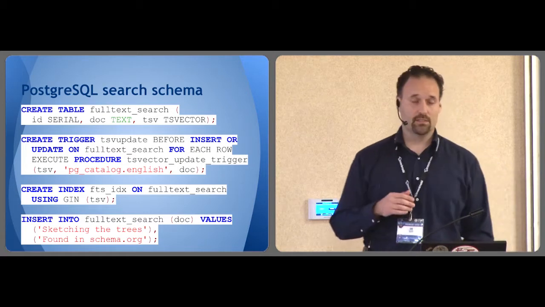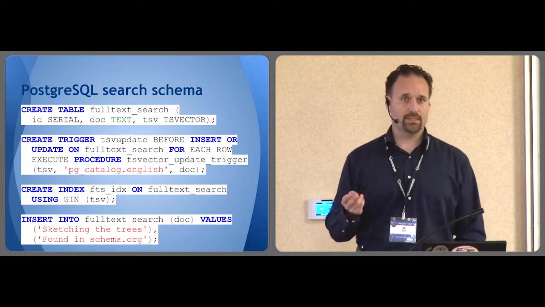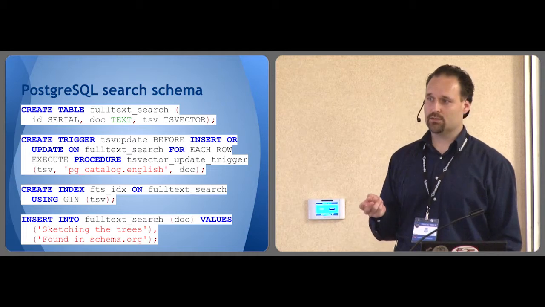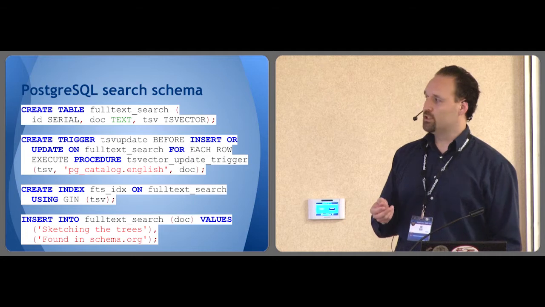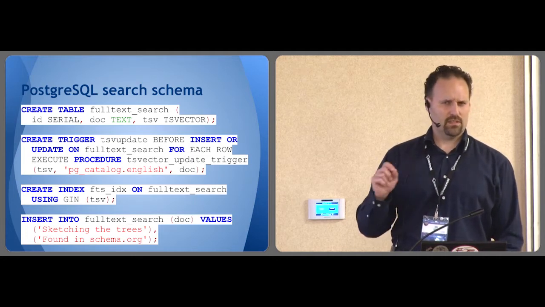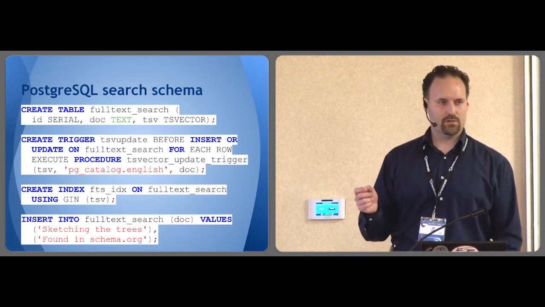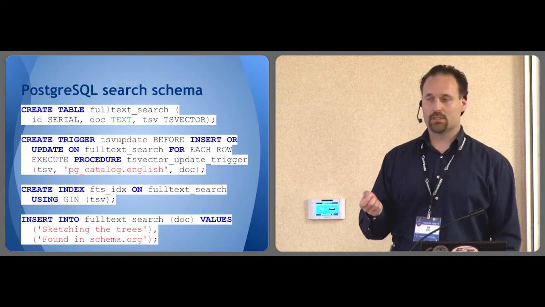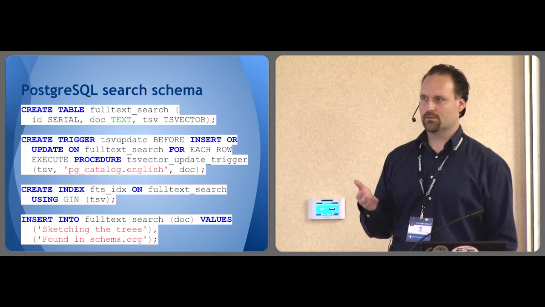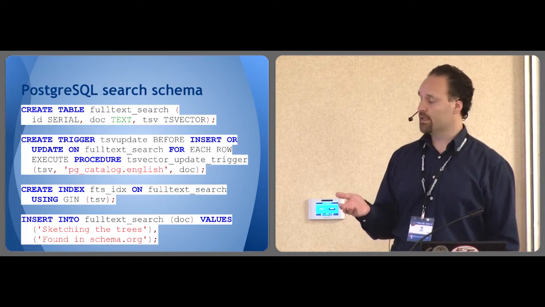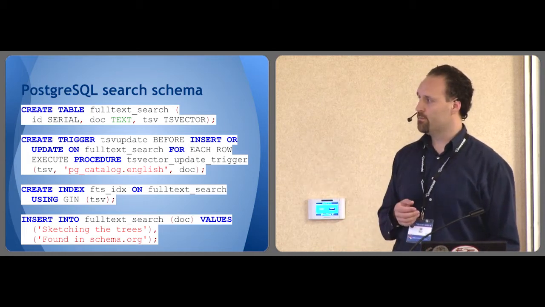Gin is a generalized inverted index. There are two basic types of index used for full text search in PostgreSQL, gin and gist. Gin takes a little bit longer. There's a little bit more overhead to build the index in the first place, but the performance on queries is better. So in general, unless you've got a really good use case or reason why you want to lower your overhead on building the index, gin is the way to go.